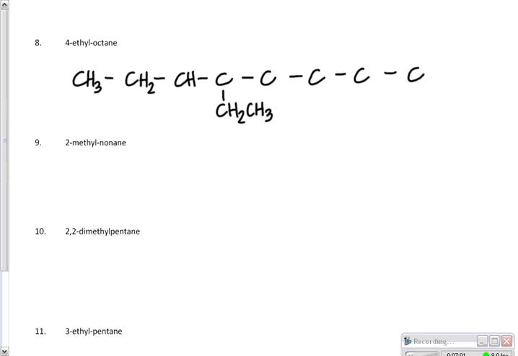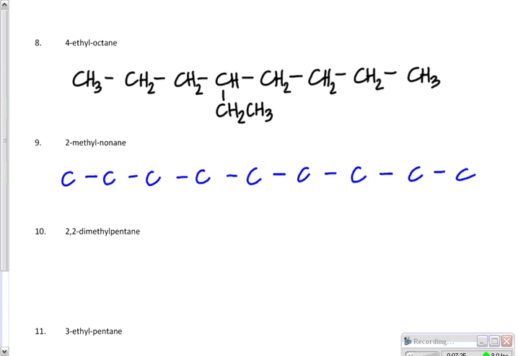Remember, each carbon can only make 4 total bonds. So that's how you determine how many H's are left over. Okay, so there's your structure for number 8. For number 9, 9 has 9 carbons. So you make a 9 carbon chain. 1, 2, 3, 4, 5, 6, 7, 8, 9. On the second carbon in, you're going to put a methyl group. Methyl is CH3. And since that's the only other attachment, you just fill in with H's.